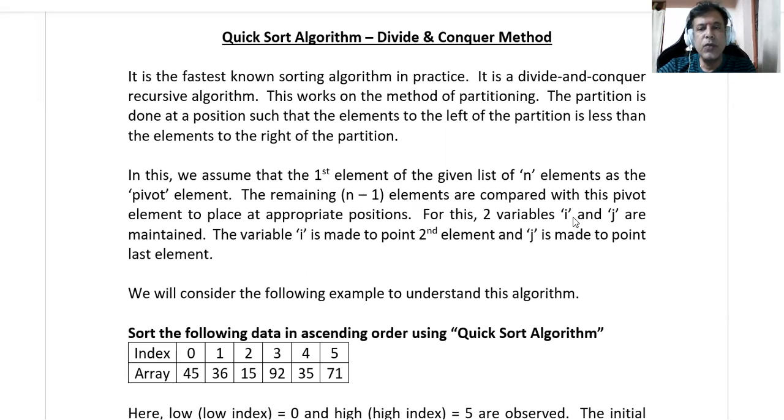For this, two variables i and j are maintained. The variable i is made to point to the second element and j is made to point to the last element. And we will now understand how this algorithm works with an example.